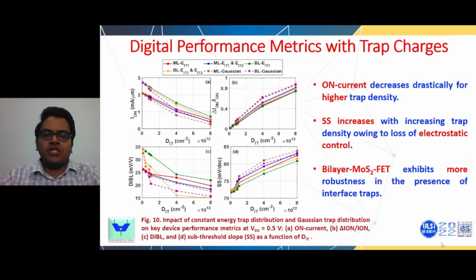We now look at the digital performance metrics with trap charges. Now the impact of constant type trap distribution and Gaussian trap distribution on key device performance metrics such as on current, percentage change in Ion, drain induced barrier lowering, and subthreshold slope as a function of trap density DIT is studied. We found that the on current decreases drastically for higher trap density. Subthreshold slope increases with increasing trap density owing to the loss of electrostatic control. Bilayer MoS2 FET exhibits more robustness in the presence of interface traps.